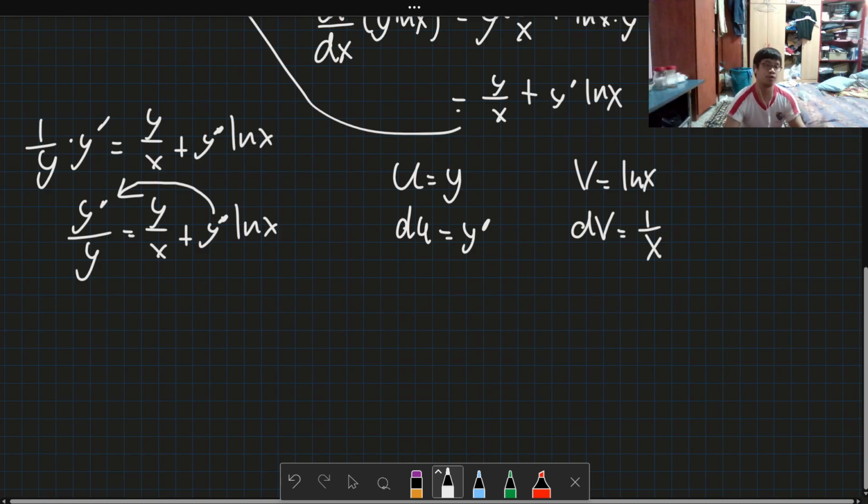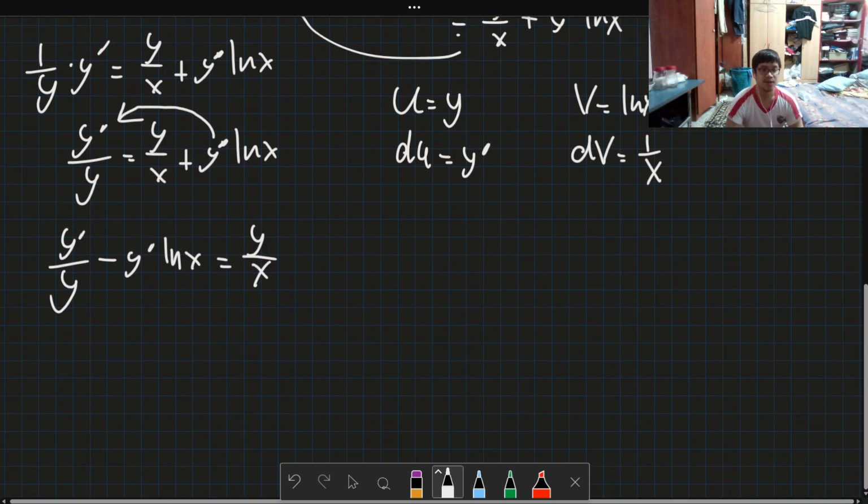But for me, I'm going to group it on the left side. So you have y prime all over y minus y prime times ln of x. Remember, if you're going to transpose a term on the right or any side, you're going to change its sign. So from positive to negative. Then y all over x.